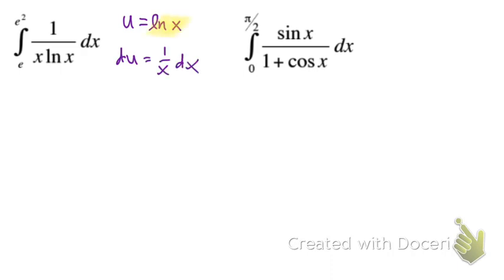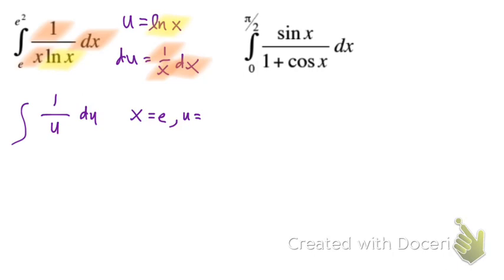If I do some highlighting to show you what gets eliminated or substituted, ln of x will be replaced with u, and 1 over x dx will be replaced with du. So this is now the integral of 1 over u du. For my limits of integration, my lower limit is x equals e. Therefore, u is equal to ln of e, and ln of e is equal to 1. And for my upper limit of integration, if x is equal to e squared, that means u would be equal to ln of e squared, which is 2. So my limits of integration are from 1 to 2.